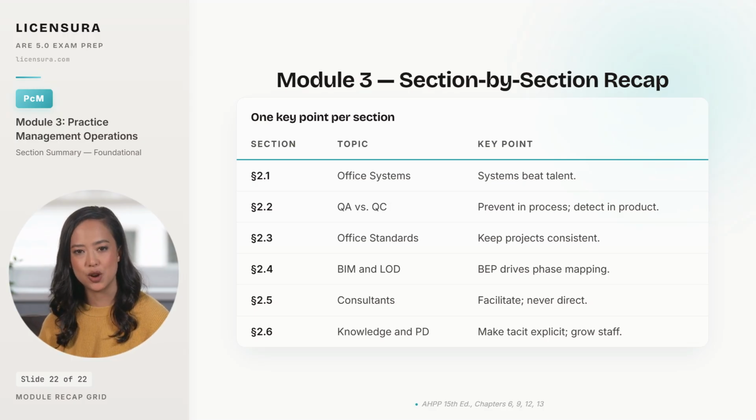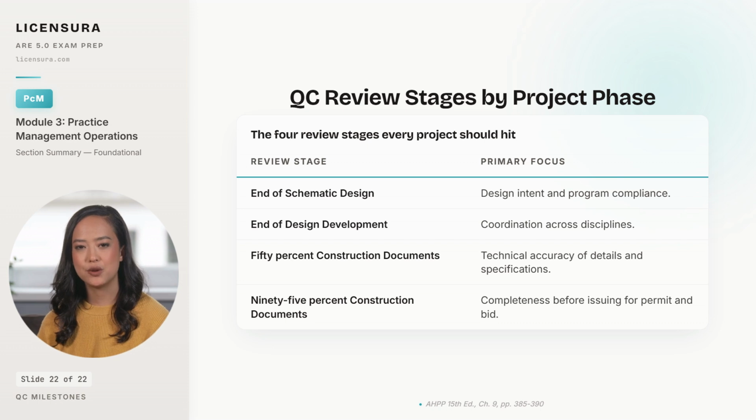The second table worth carrying out of this module is the QC Review Milestone Schedule from Section 2.2. 4 QC review stages, each one targeting a different class of issue, and a firm that schedules all 4 catches problems while they are still cheap to fix. At the end of schematic design, the review focuses on design intent and program compliance. Does the building actually solve the problem the owner hired you to solve?